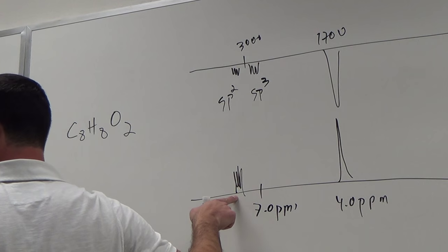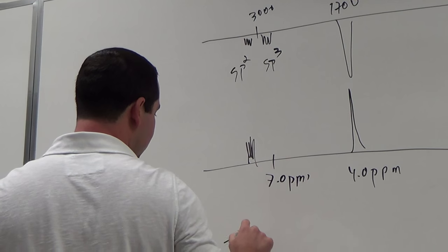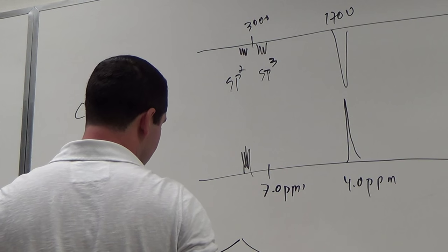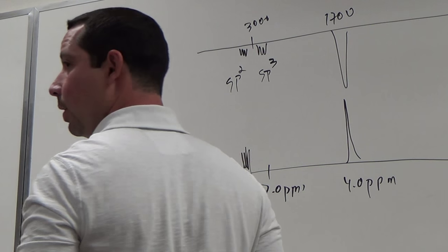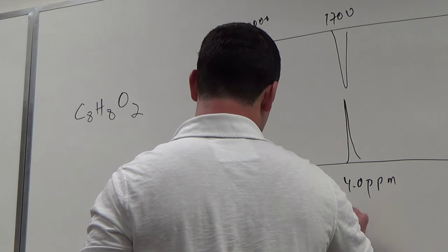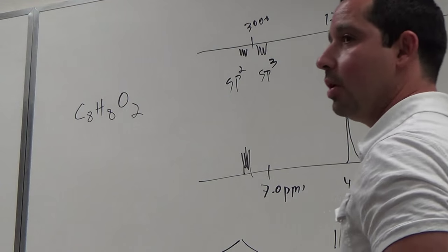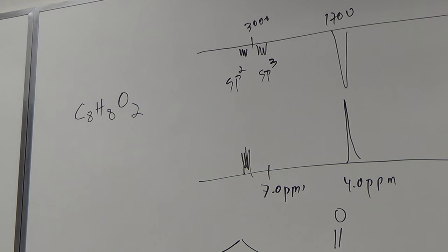This is going to be a benzene ring. So it looks like a benzene ring to me. So this is what you do. I have a benzene ring, and I have a carbonyl. Yes? But I have two oxygens on this thing. So where am I going to place the other oxygen?